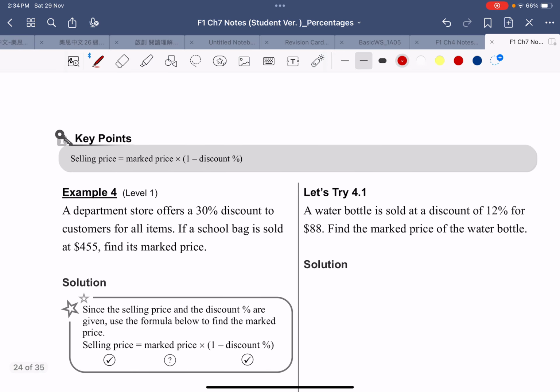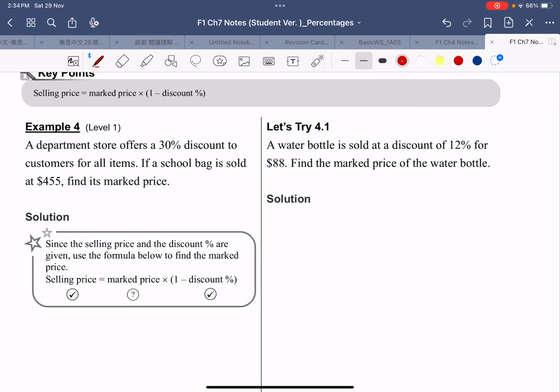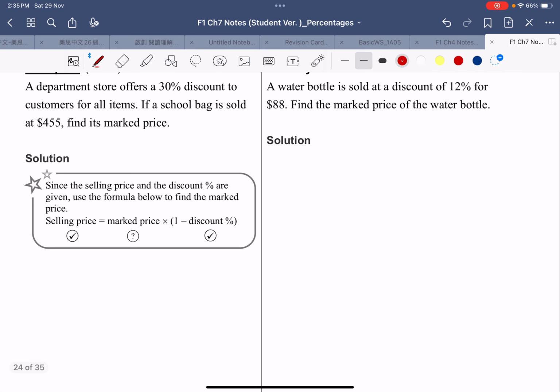Always like this. And then you can use this equation as well. Okay. And then now you have the selling price in this example. This is the selling price. You have the discount rate, discount percent. You are going to get the mark price. According to this formula, you can easily set up equations, right?